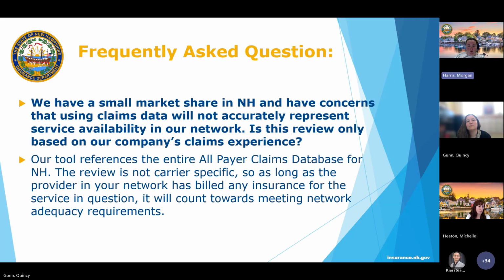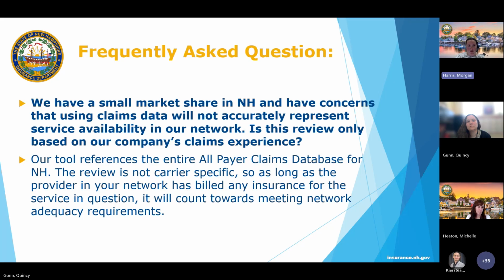One frequently asked question that we got a bunch last year is what happens if a carrier has a small market share in New Hampshire and they're concerned about using claims data that doesn't accurately represent the service availability in their network. Our tool uses the whole all-payer claims database for New Hampshire, so every insurer that submits to the APCD is in there, and we use the whole billing claims history for that.